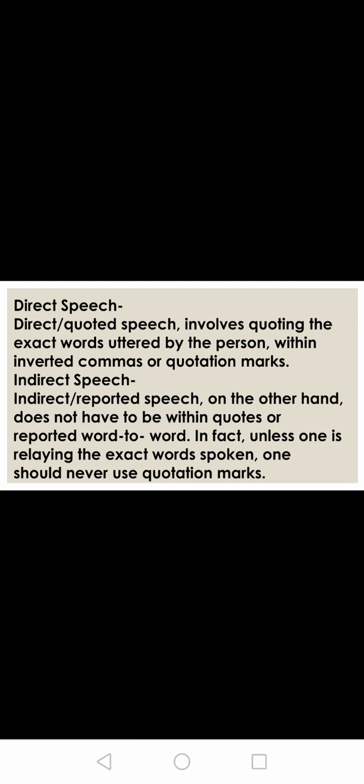Now direct, that is quoted speech, involves quoting the exact words uttered by the person, same as they were said, and those words are written in inverted commas or quotation marks. Indirect speech, that is reported speech, on the other hand, does not have to be within quotes or reported word for word. In fact, unless one is relaying the exact words spoken, one should never use quotation marks. We are not going to use quotation marks, okay.